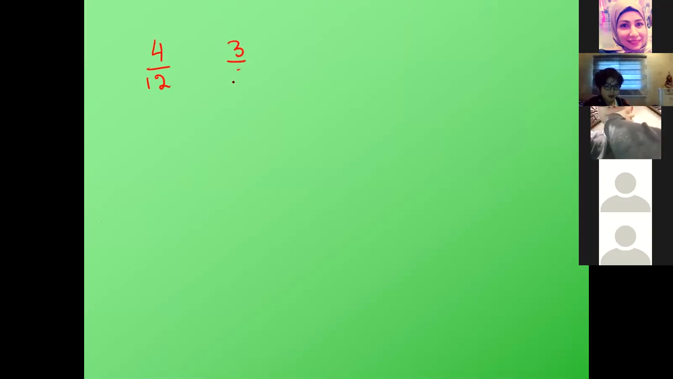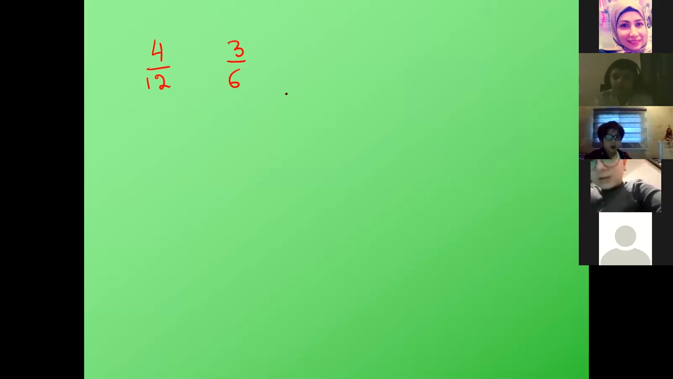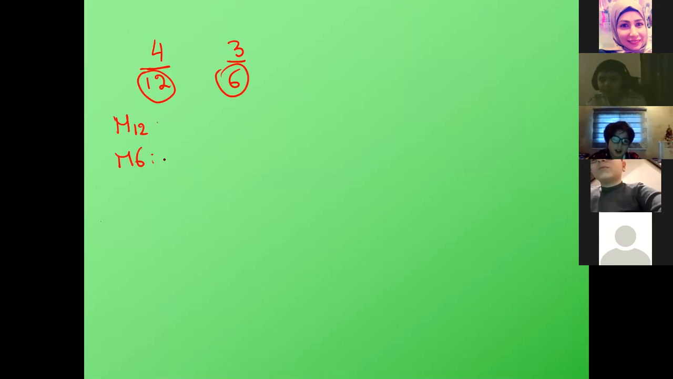We have to find what? The common denominator, or numerator. We will find multiples of what? Of 12 and 6. Multiples of 12 with multiples of 6. Start with the multiples of 6.